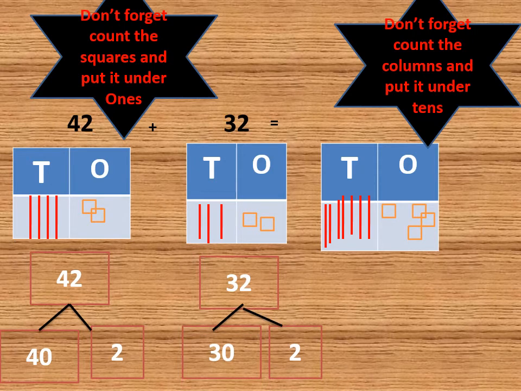Okay, we said we add ones with ones and put it in ones. After equal, 2 plus 2 equals 4. 30 plus 40, or 40 plus 30, equals 70. So I have 70 and 4. What does it mean? 70 and 4 means 74. Excellent. So 42 plus 32 equals 74.